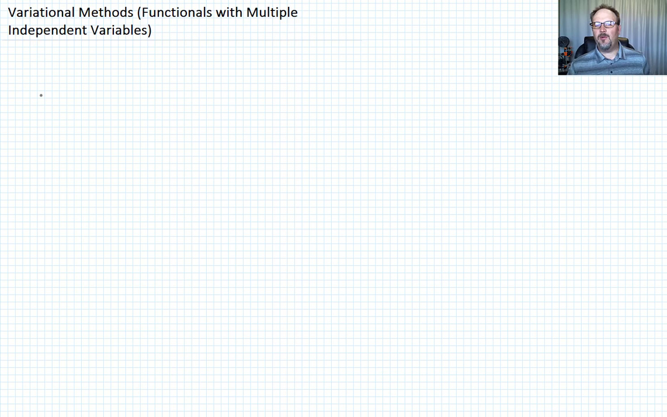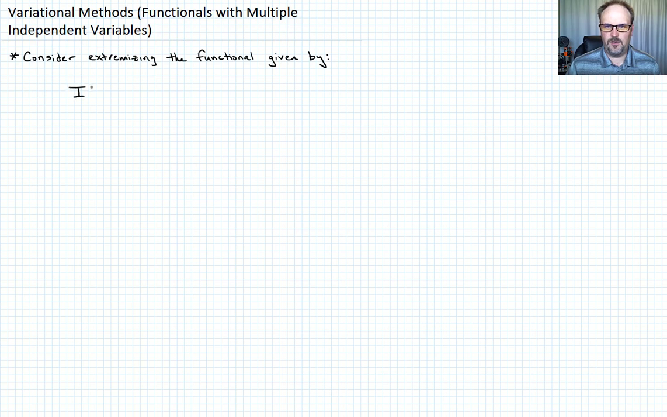Okay, so what we want to do is consider extremizing the functional given by I of u, so just one function. The functional is only a function of a single function, and we'll use two dimensions, x and y. So we'll say integral over the area here of some function f, which will now be a function of x and y, and it'll also be a function of u, and I'll remind you that this is a function of x and y.